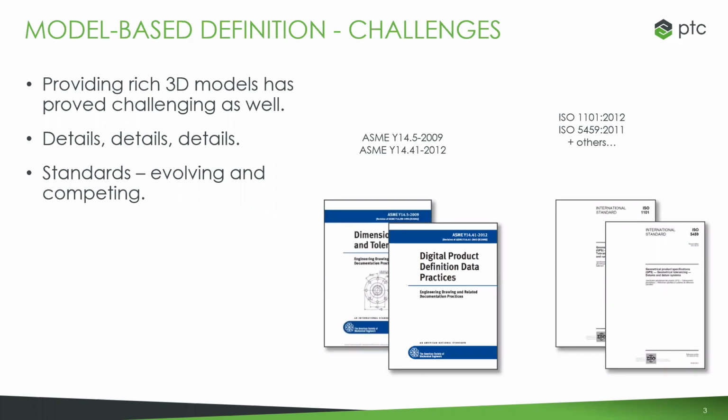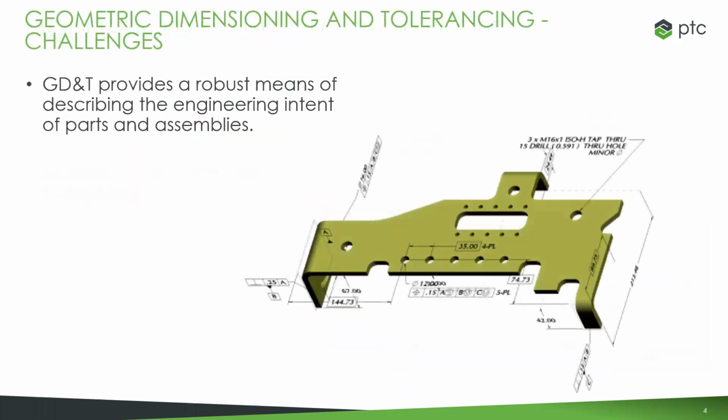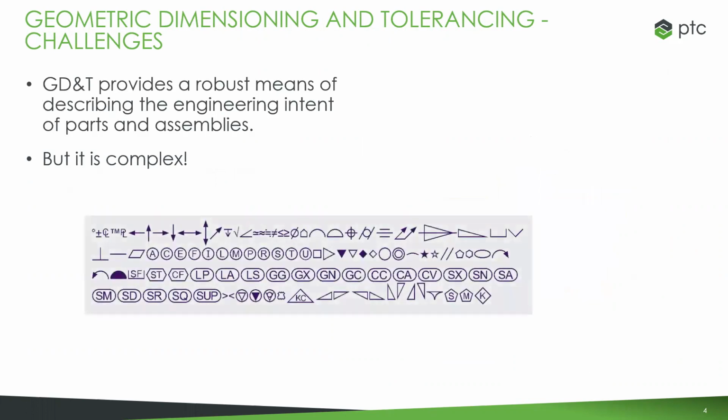That's because those standards, whether they're ASME or ISO, are always evolving, and we have to be able to keep up. And looking at it from a GD&T standpoint, that in and of itself can be a very robust, very effective way of communicating design intent from parts and assemblies, but it can get complex. A lot of symbols, a lot of markers to use, and with those ever-changing standards, it can be a lot for you and your team to keep up with.